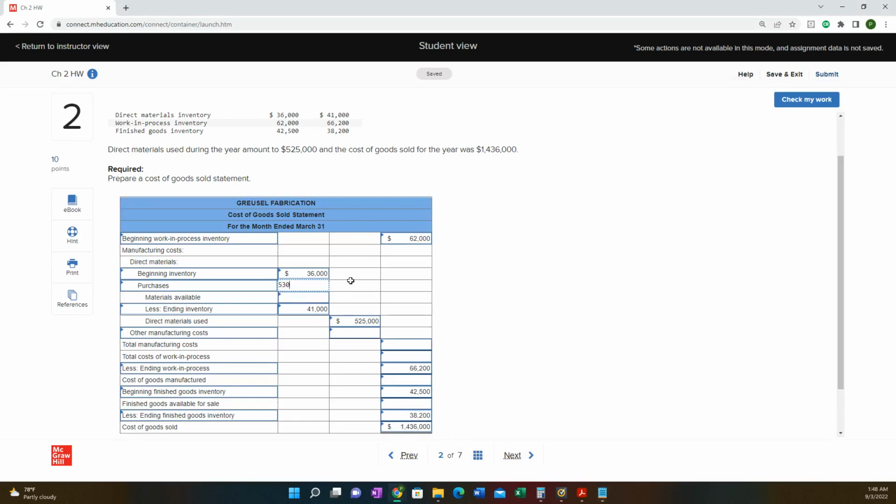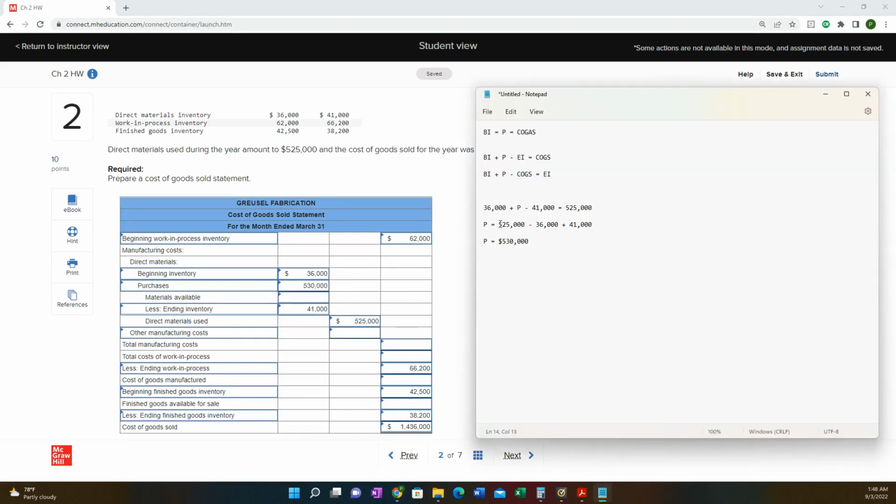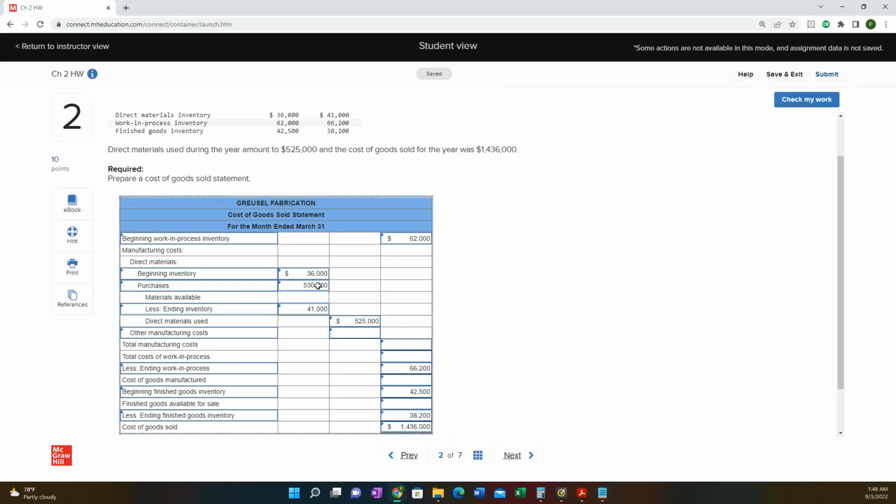Next, we have to figure out what materials we have available. So we're going to use the other formula, beginning inventory plus purchases equals cost of goods available for sale. So $36,000 plus $530,000 in purchases is $566,000.